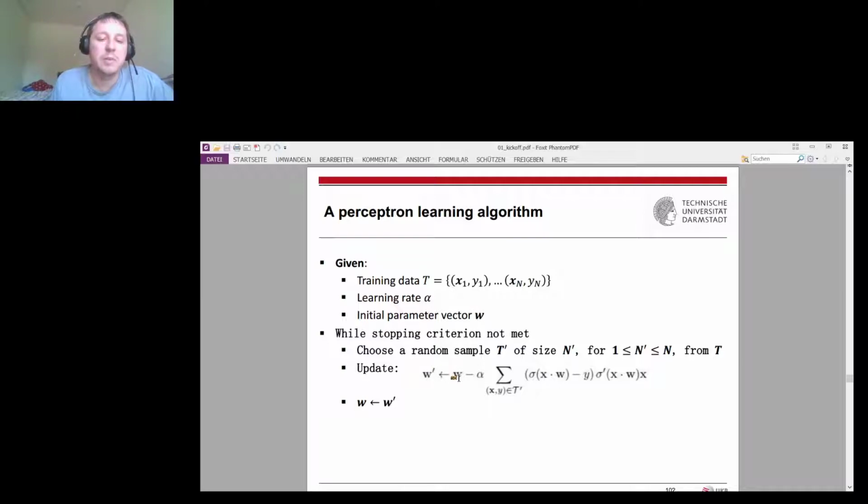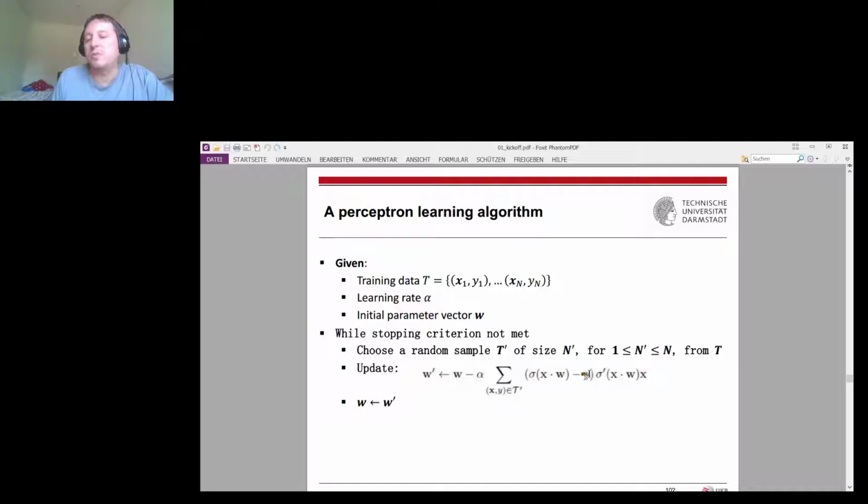So we have the initial parameter vector, and we subtract something from that. And what we subtract is given here. So we sum over all our instances in t prime. In the extreme case, as I said, this could just be 1 point. So we go over this 1 point. We make this calculation here. So this is x times w. This is the dot product. And then we apply our nonlinearity. So this is just what a perceptron is calculating.